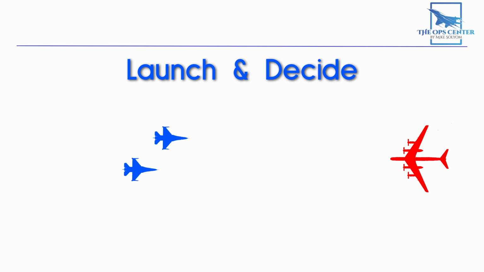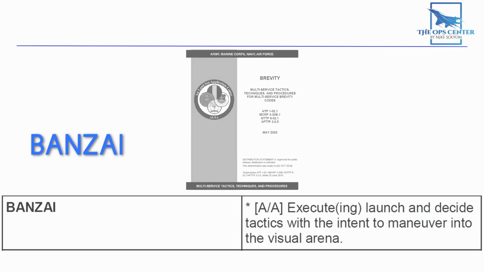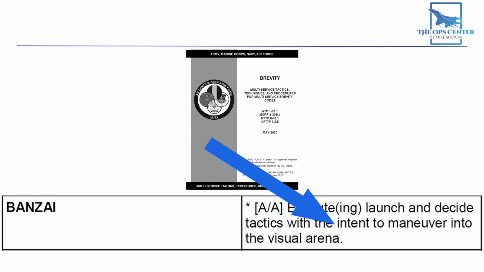For those times when it's absolutely imperative to destroy a target at all costs, we have launch and decide tactics. The goal here is to continue towards the target after employing ordnance to either confirm the kill or follow on with another shot. The brevity code for this doctrine, appropriately enough, is Banzai. And I want to draw attention to this part of the definition, with intent to maneuver into the visual arena. This means the flight is going all the way into visual range, which is the only real way to confirm that a target has been destroyed.